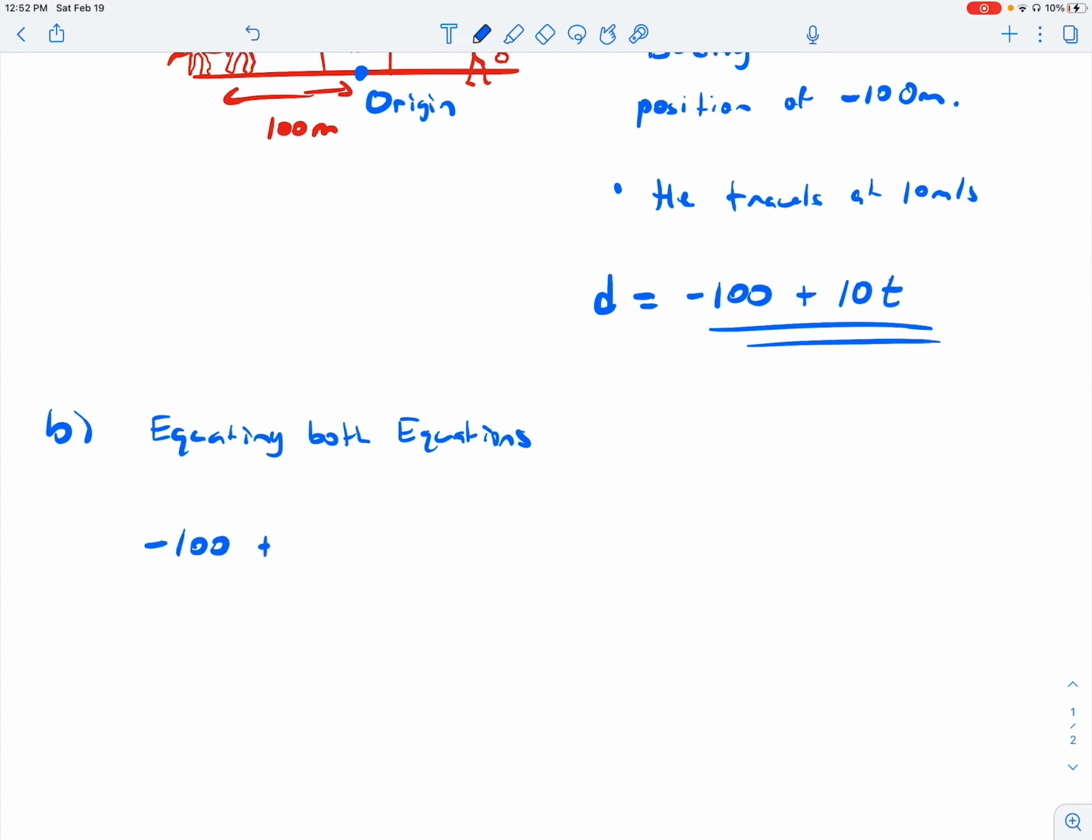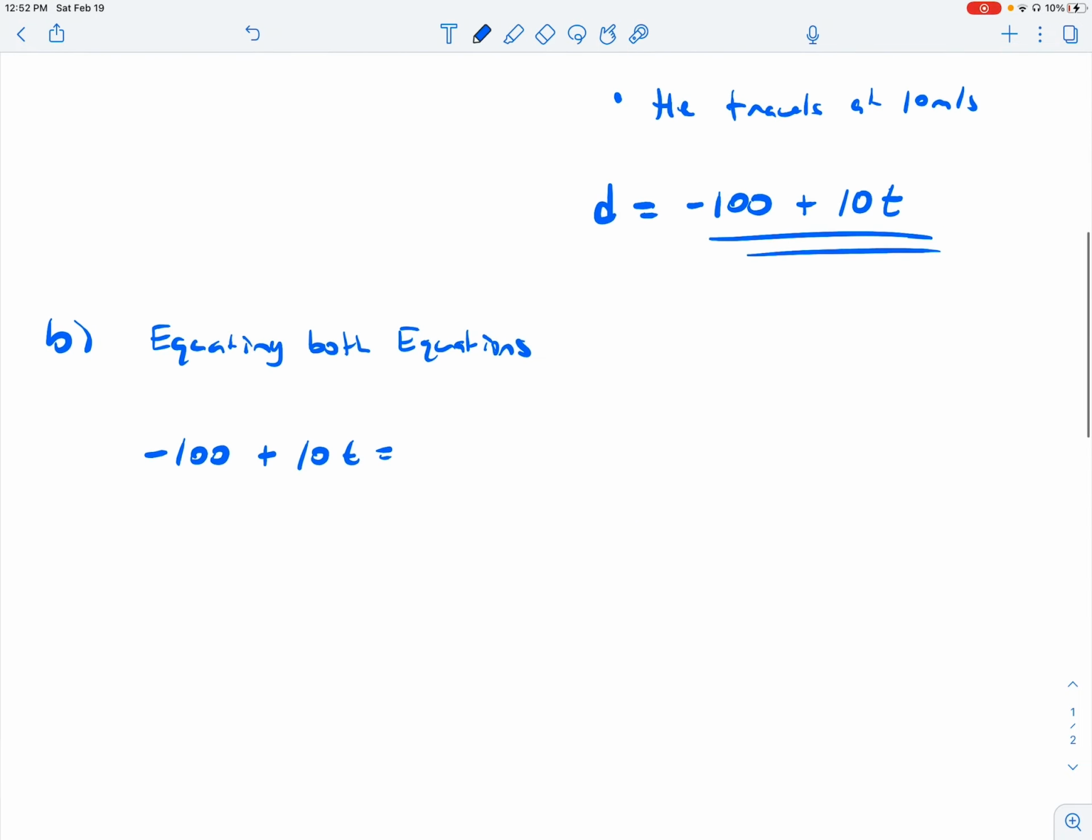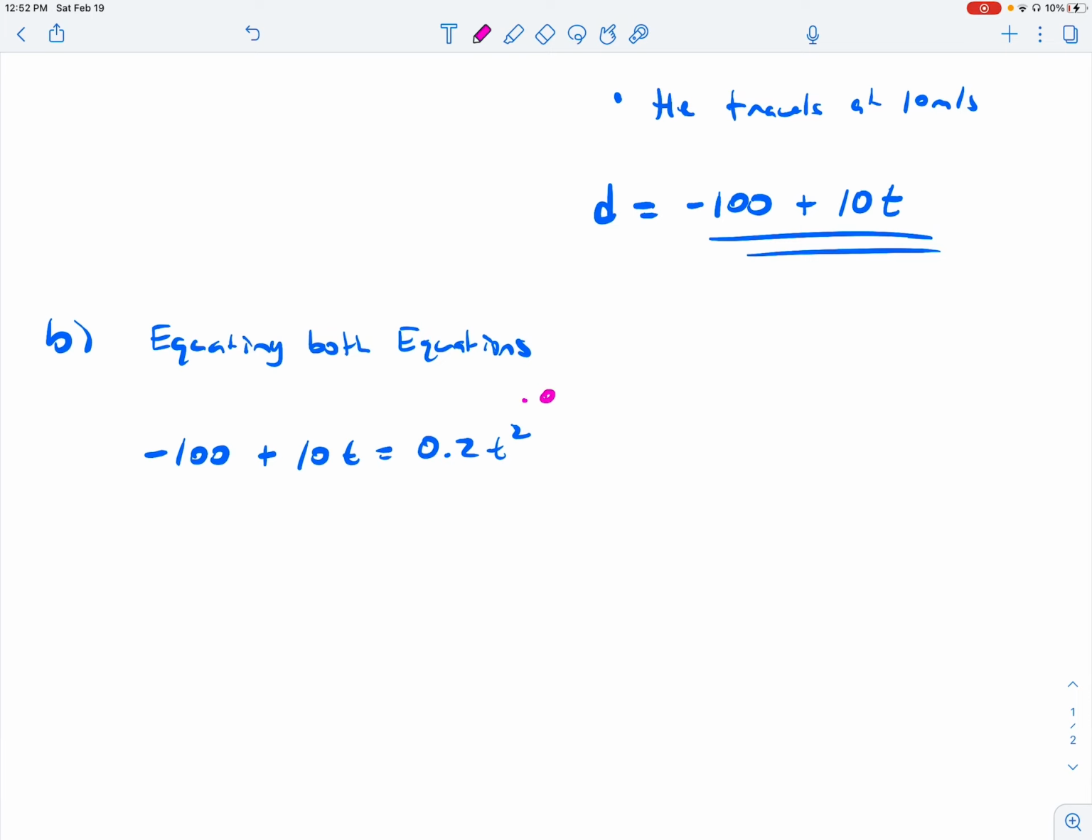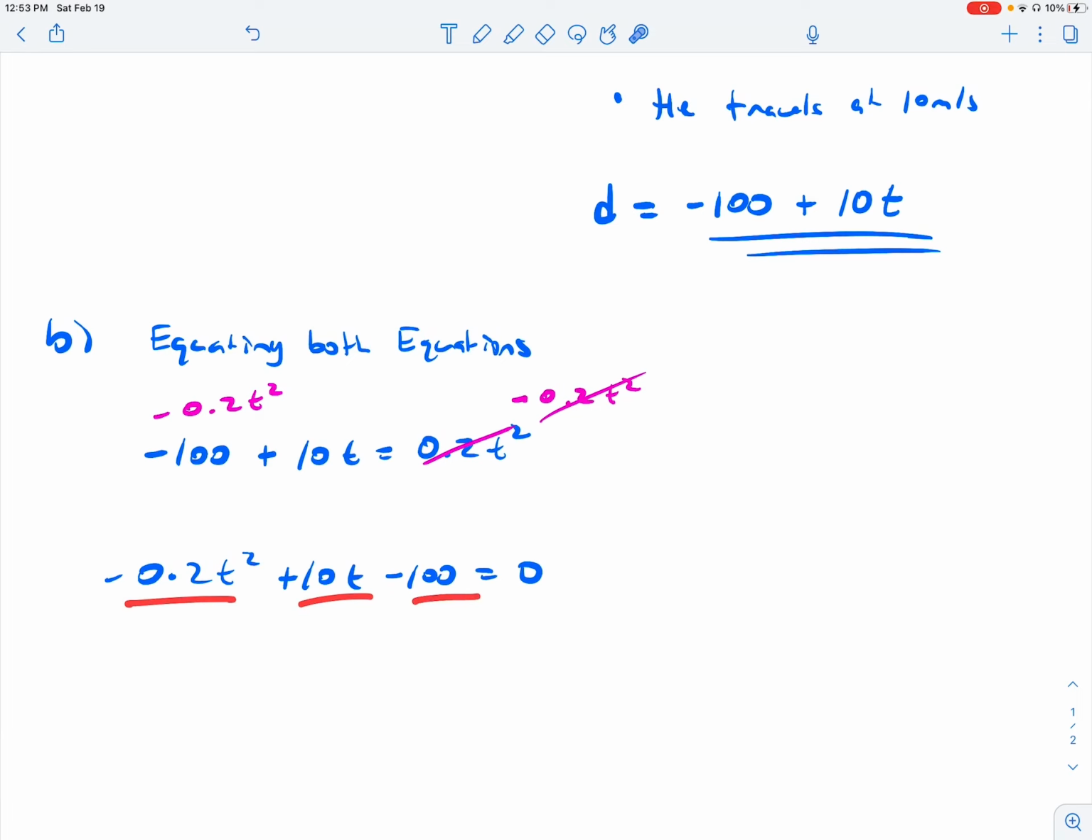So we'll do Dudley Do-Right first, and the other guy 0.2 t squared. So I'll have to subtract that on both sides. So minus 0.2 t squared, that will get rid of this. Whatever you do to one side, you got to do the other to keep it all balanced. So we got negative 0.2 t squared plus 10t minus 100. I'm just reordering this so that it looks like a nice quadratic. Square term, linear term, constant term.